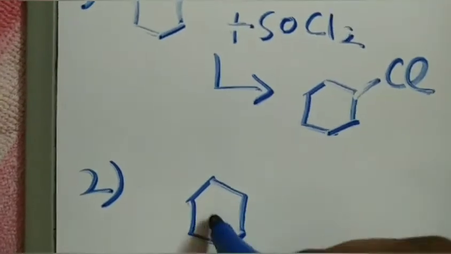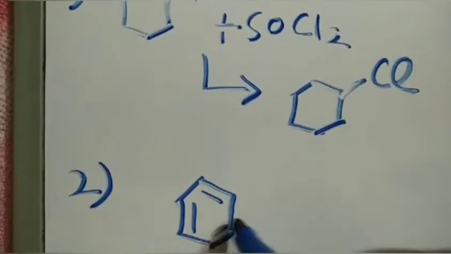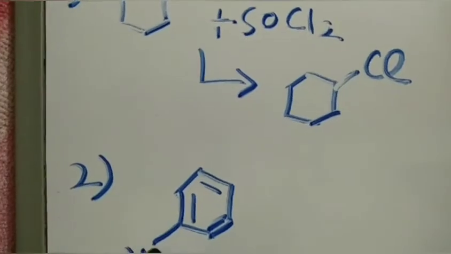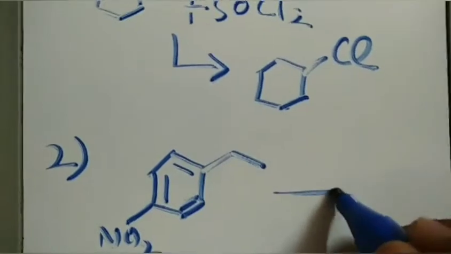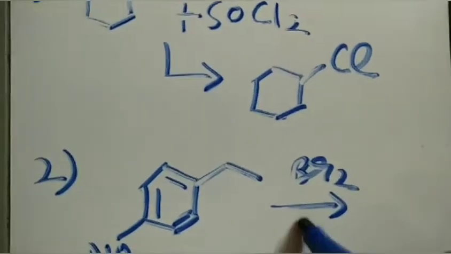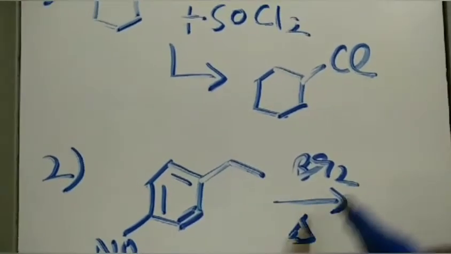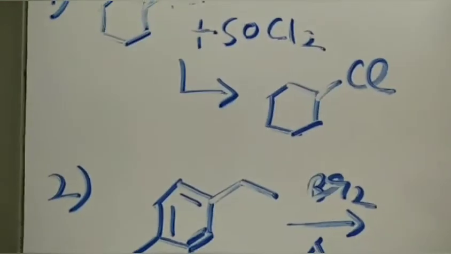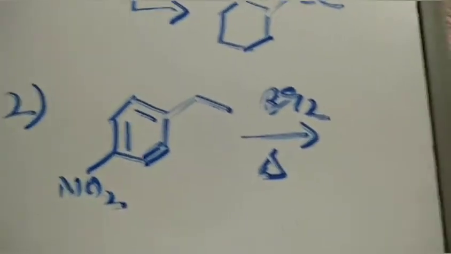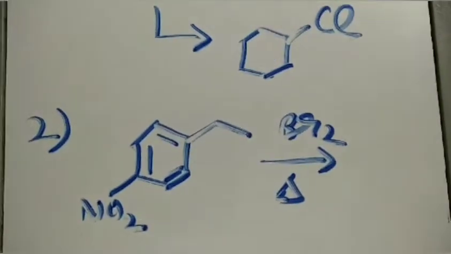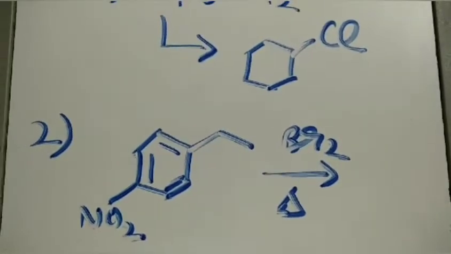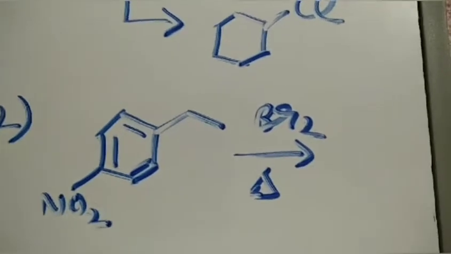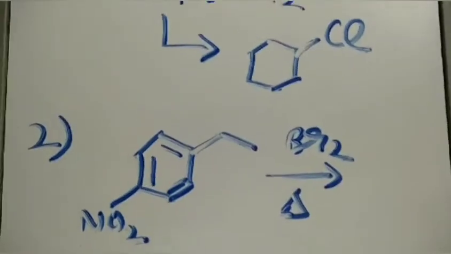The second one is one of the most important questions, so just make a note of it. This benzene ring has NO2 attached here, and CH2CH3. This is treated with Br2 and heat. What is this actually? Br2 with heat generally means halogenation, free radical halogenation. If you supply chlorine in the presence of sunlight or heat, that represents free radical halogenation.